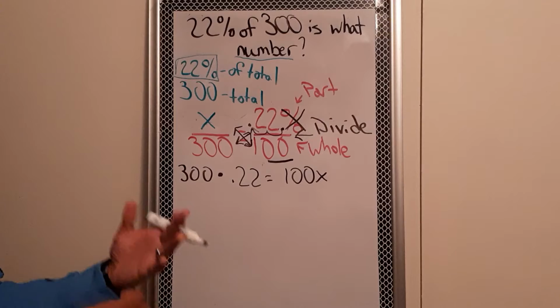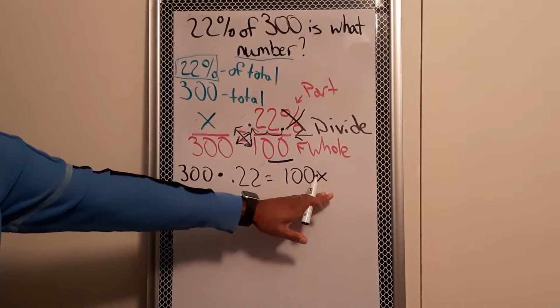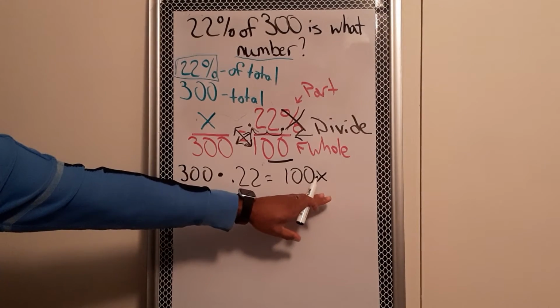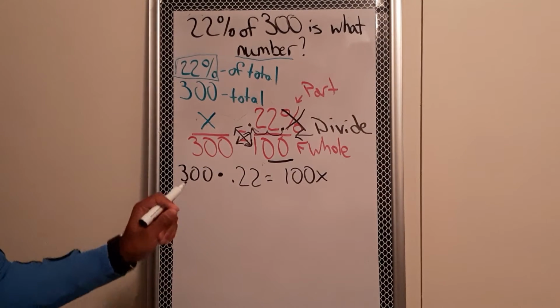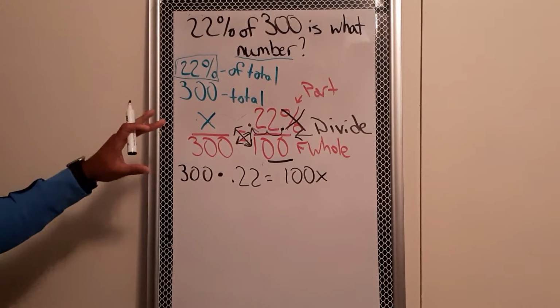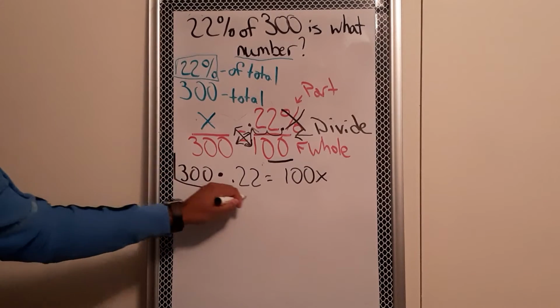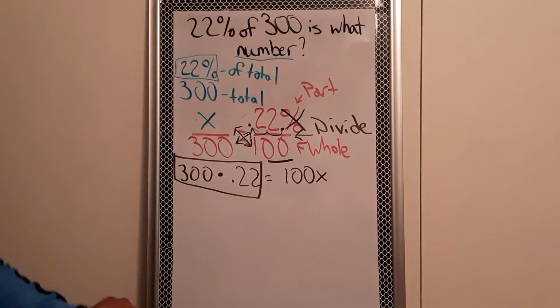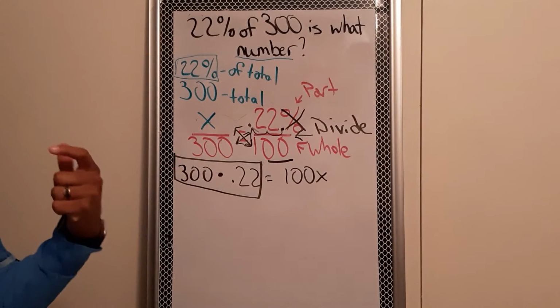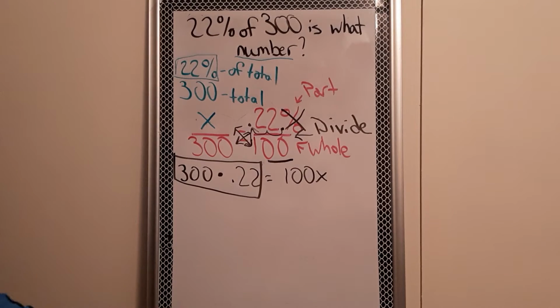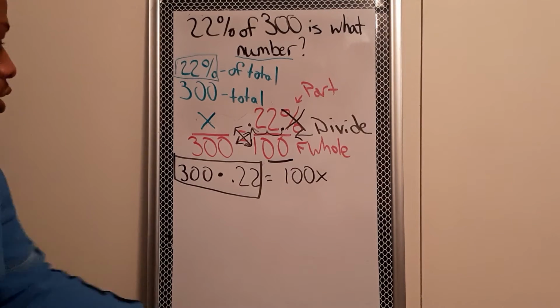Now, in algebra, we would want to get x by itself on this side of the equal sign. But for this purpose, we're going to focus here at 300 times 22 hundredths. Then once we're done solving that, we are going to convert that back to a whole number. So here's what we're going to do.